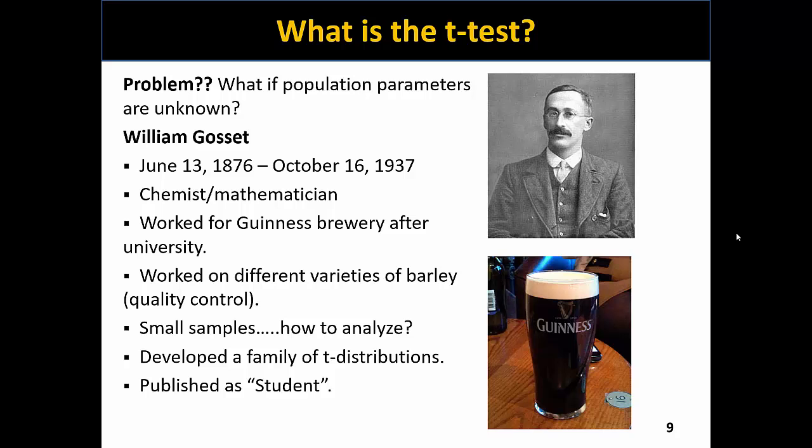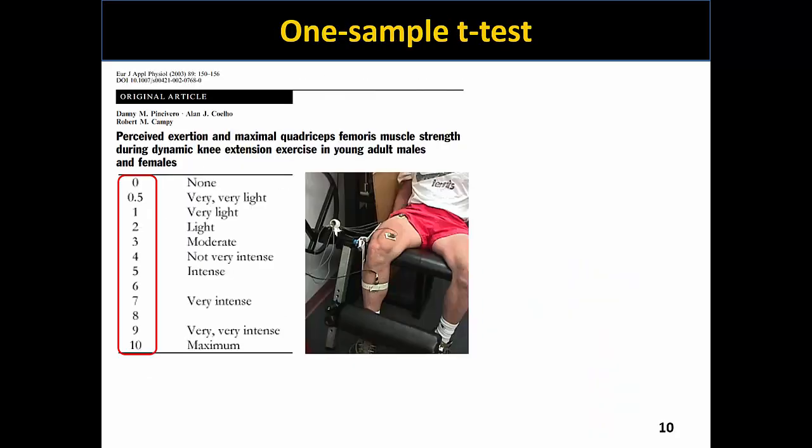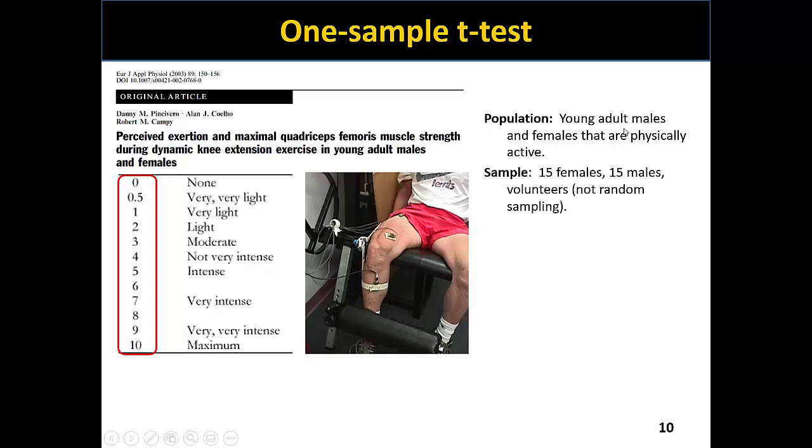But we're going to take a look at the application of what's called the one sample t-test in this example research study. In this study, the target population were young adult males and females that were physically active. The sample was composed of 15 healthy males and 15 healthy females, who were all volunteers. So of course, random sampling could not have been done.